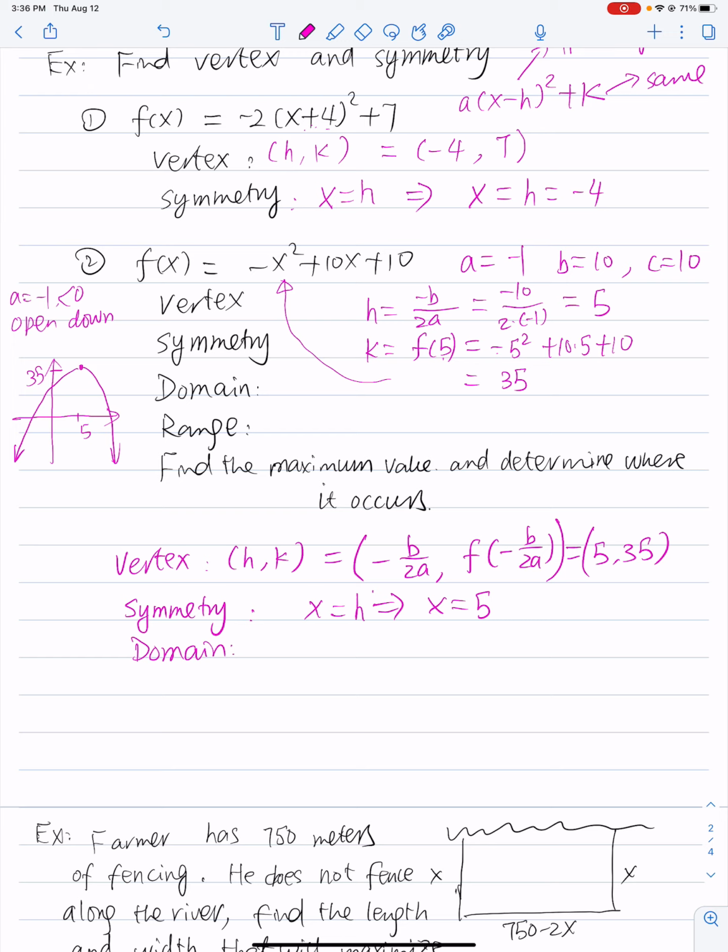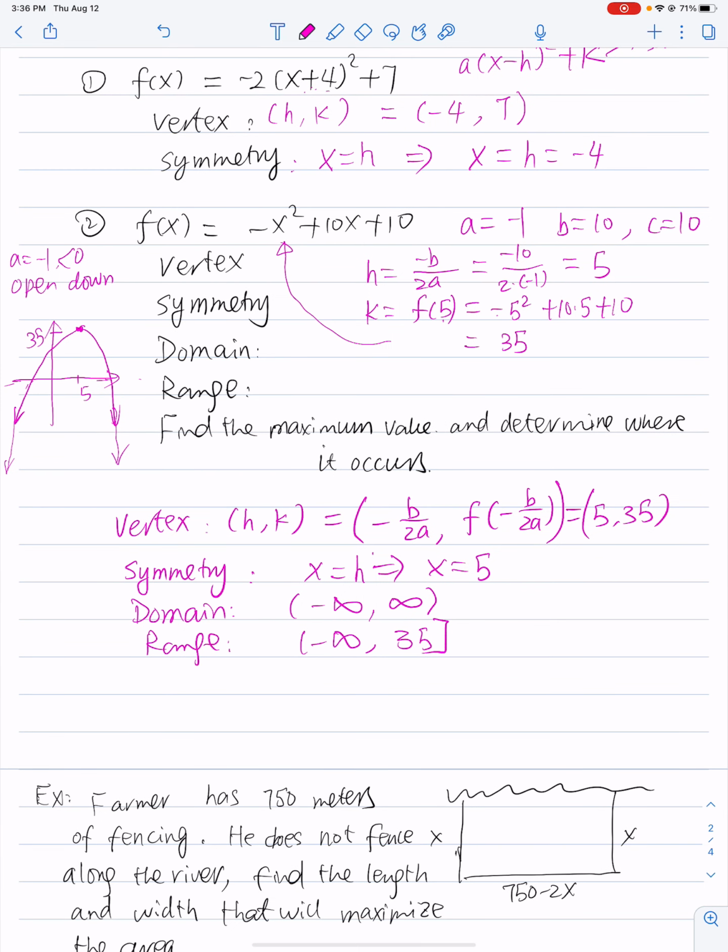So what is the domain? Domain means all the x values. x can go to the left at the most, right at the most. So domain is negative infinity to infinity. What will be the range? How far does it go downwards? Negative infinity. What is the maximum y value? 35.